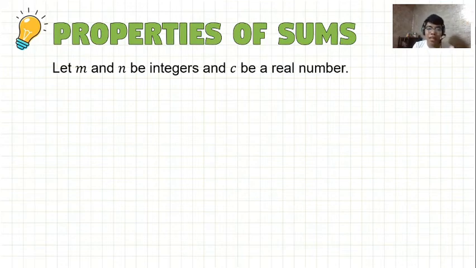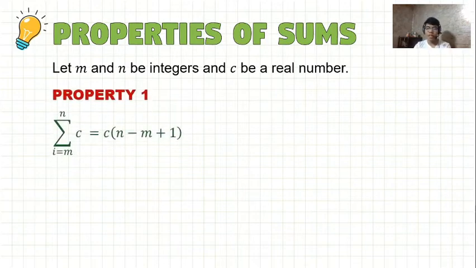Let m and n be integers and c be a real number. So we have this first property. The summation of c from i equal to m to n is just equal to c times n minus m plus 1. So therefore, ang ibig sabihin yan, si c ay any real number. So it is a constant. The summation of a constant is equal to the constant times upper bound minus lower bound, n minus m plus 1. So just use that formula if summation ng constant yung ibinigay.